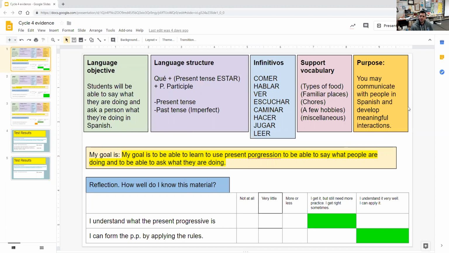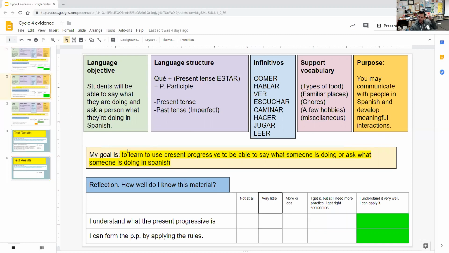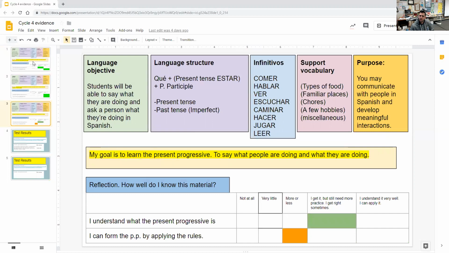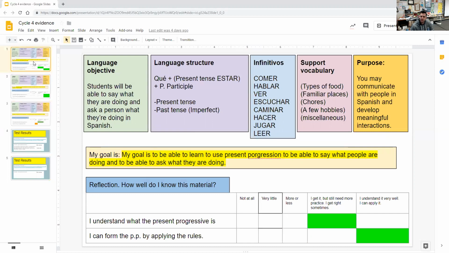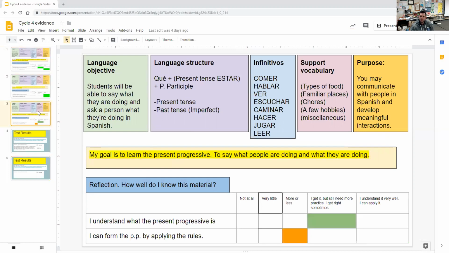Once I introduced this to the class and told them this is what you're expected to learn, my next step was to allow the students to create a goal for themselves for this unit. As you can see here, the students are starting to create their goals. This is another student, and this is all in the evidence that I provided. My goal is to learn the present progressive, to be able to say what people are doing and to be able to ask what they're doing. Great, you can see these students understood their goals.